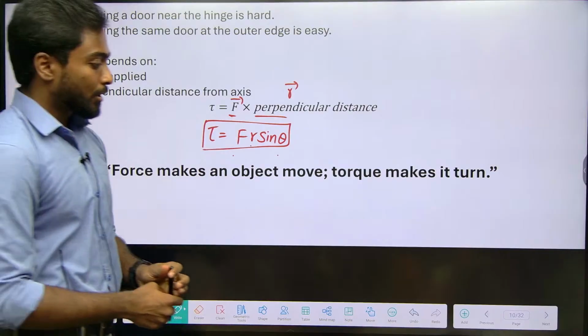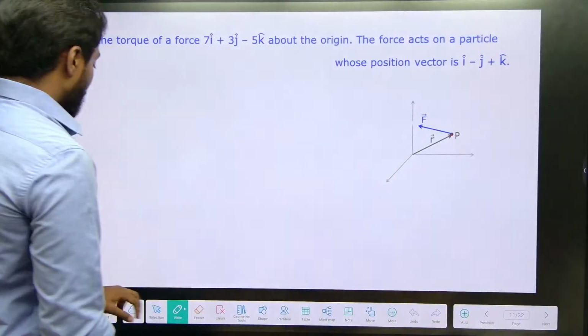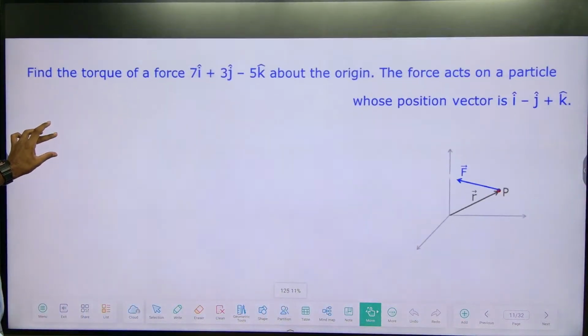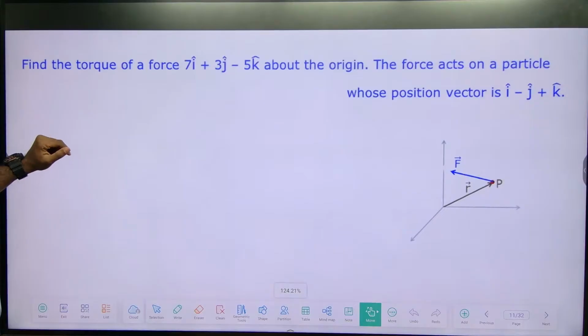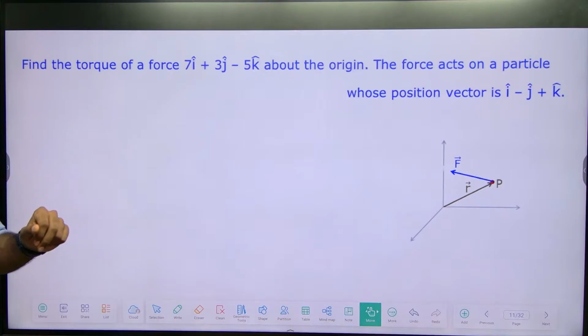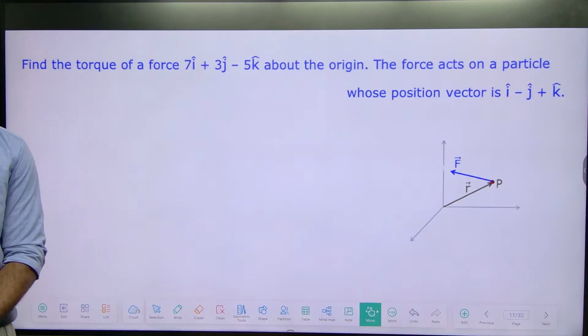Okay, so now the question is: find the torque of a force 7i plus 3j minus 5k about the origin. The force acts on a particle whose position vector is i minus j plus k. So I need to do the cross product now. Give the answer now.